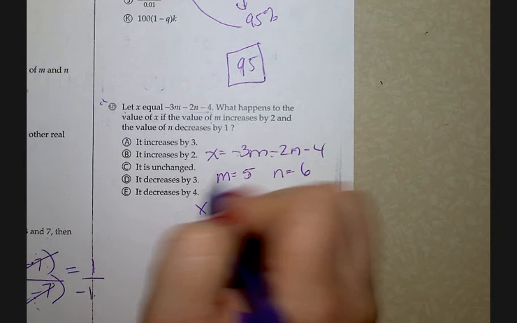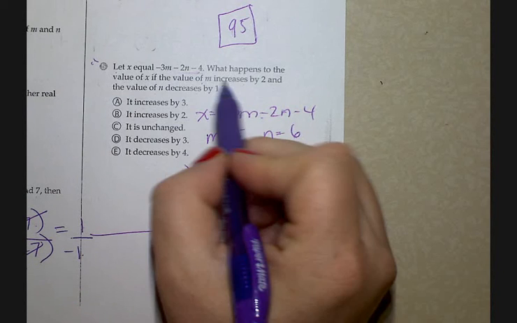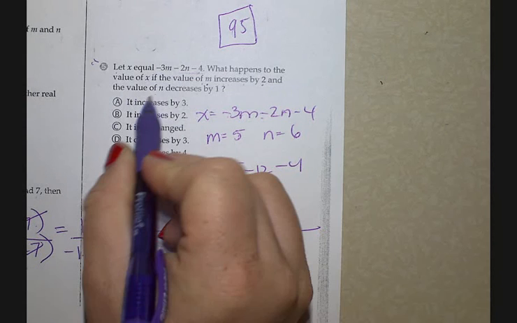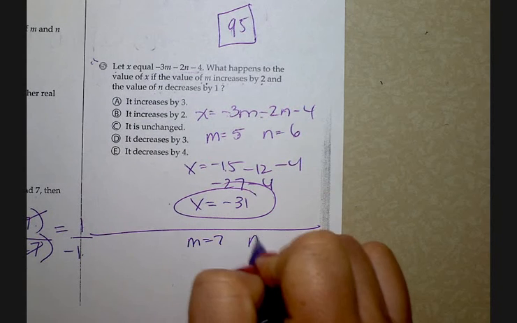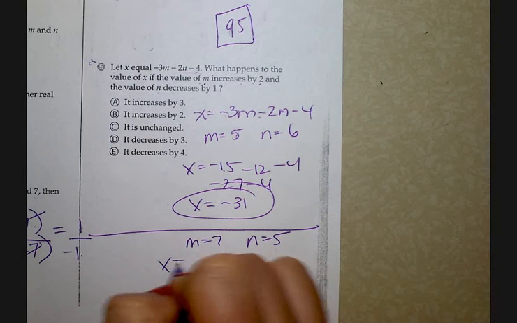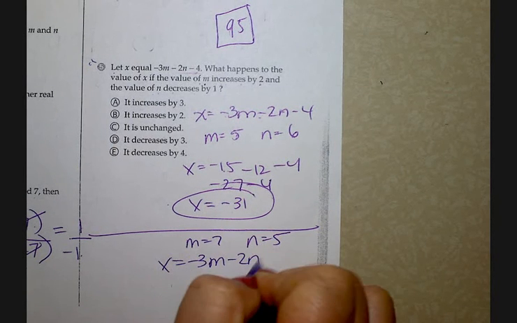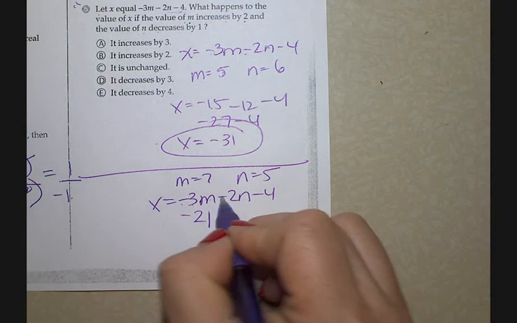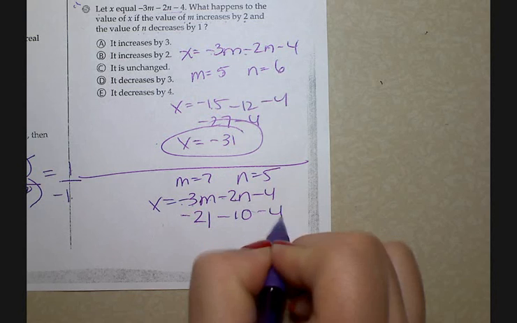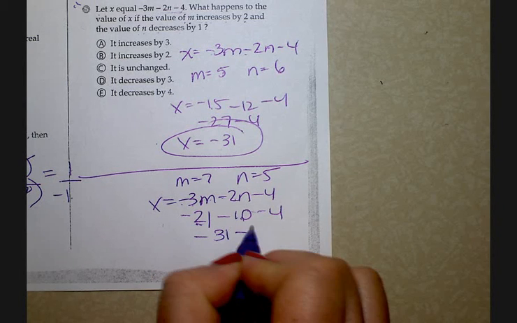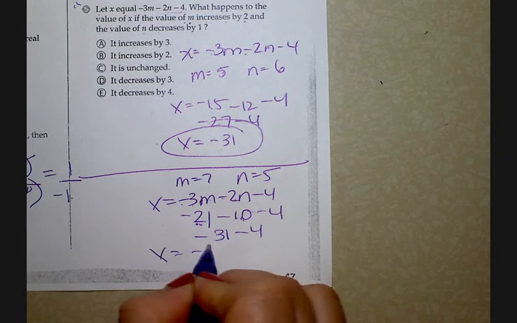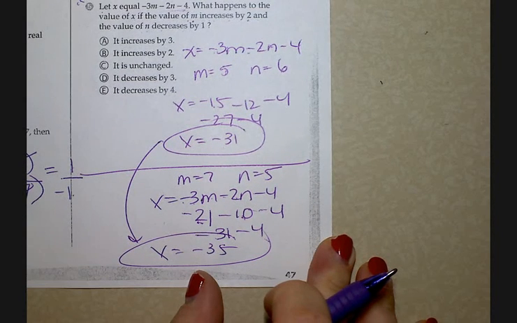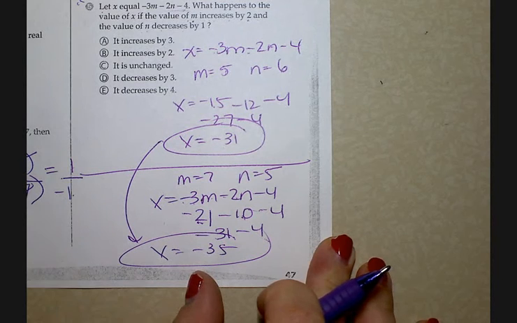Now I'm going to redo this math, but I'm going to increase m by 2. That means m is now 7, and I'm going to decrease n by 1. n is now 5. Negative 3 times 7 is negative 21. Negative 2 times 5 is negative 10. Negative 31 subtract 4 is now x equals negative 35. So if you had to describe these quantities, going from negative 31 to negative 35 would be a decrease by 4.